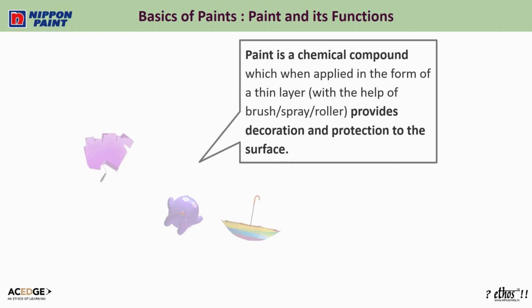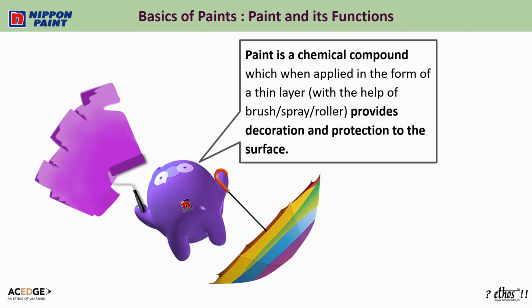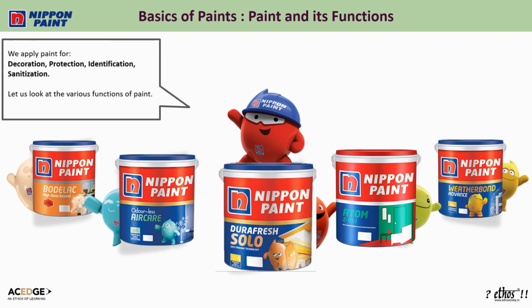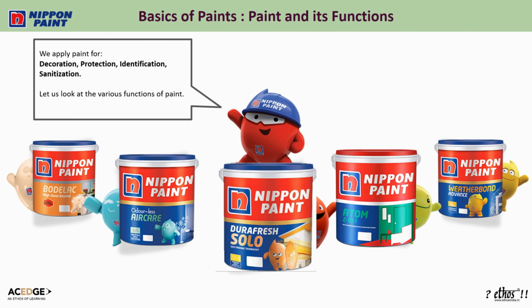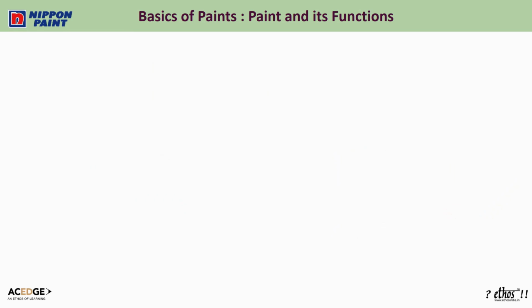Paint is a chemical compound which, when applied in the form of a thin layer with the help of a brush or spray or roller, provides decoration and protection to a surface. We apply paint for decoration, protection, identification, and sanitization. Paint is more than just the color. It is a material that is applied as a liquid and dries by a variety of chemical processes to a solid.